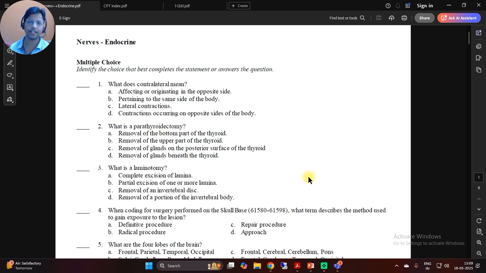So now tell me which is the correct answer. The back side of the thyroid gland, yes, perfect. Back side of the thyroid gland means the posterior surface of the thyroid. So removal of glands on the posterior surface of the thyroid, we call parathyroidectomy. You just need to understand the anatomy here: where are the parathyroid glands located related to the thyroid gland? If you know the anatomy, you can code it very easily.